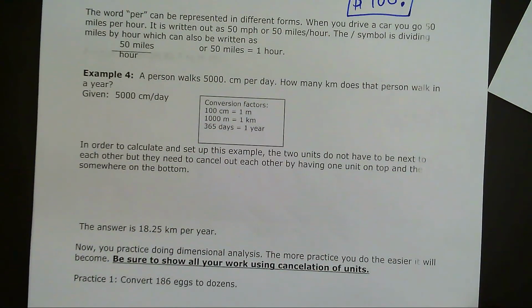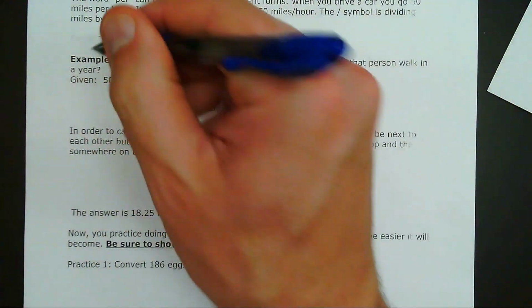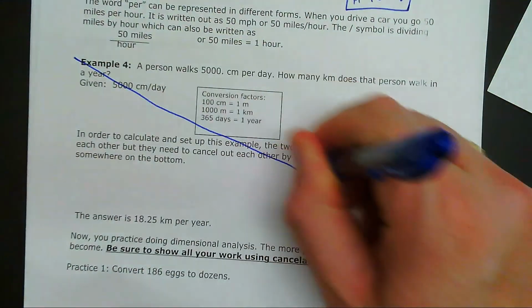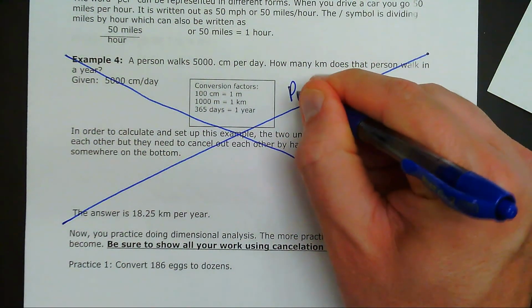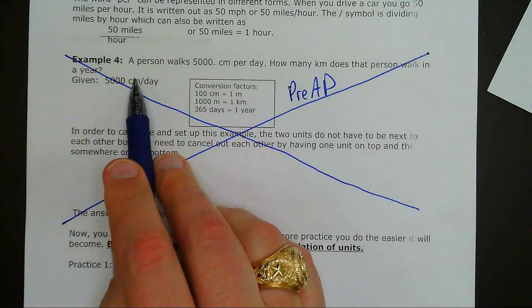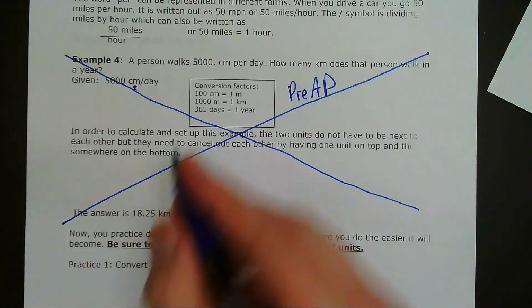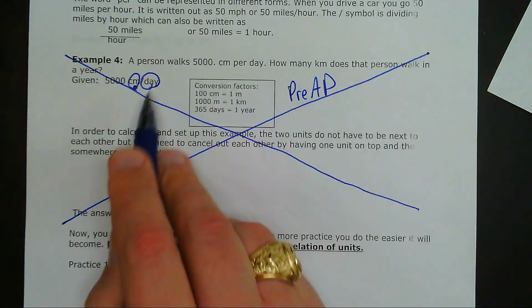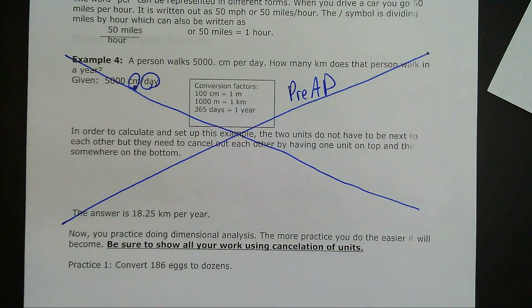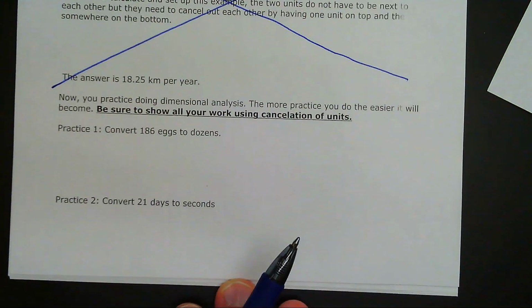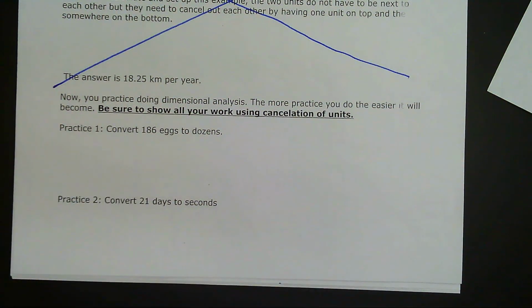Now, we are actually going to scratch off example 4. I forgot to delete that one, but that one is more of a pre-AP level question because it's got derived units. If you remember last class, we talked about derived units being 2-parters, but in on-level, we're not responsible for that. So we are going to skip ahead to your practice problems.